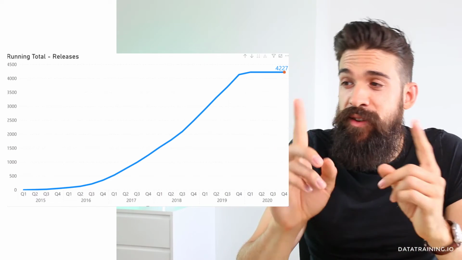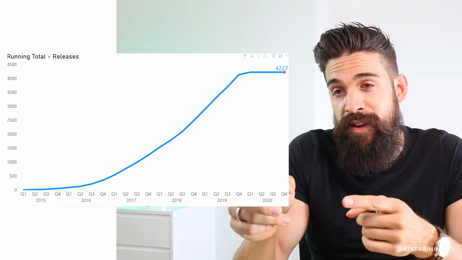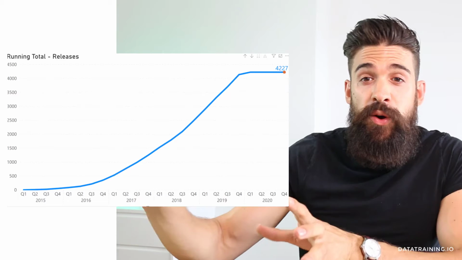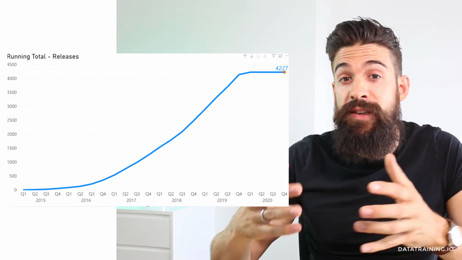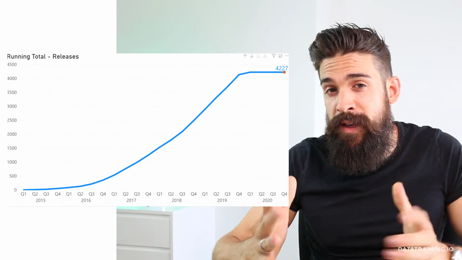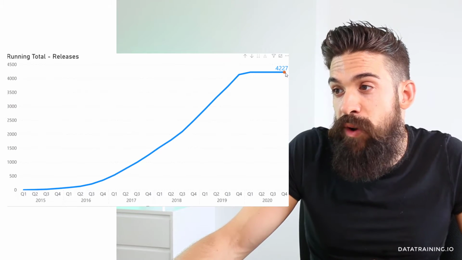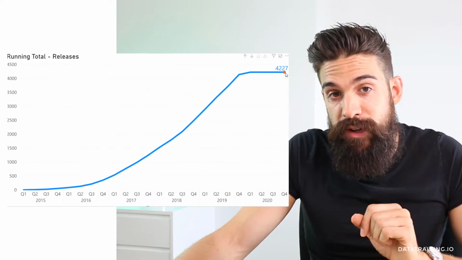In this challenge you have to recreate this visualization over here where we have the running total for the new releases on Netflix. And you see that we only have a label for the last data point. Now we have received a lot of submissions and everybody got there. However, there were slight differences of how you got there. So let me show you how I would do it and what you should watch out for.